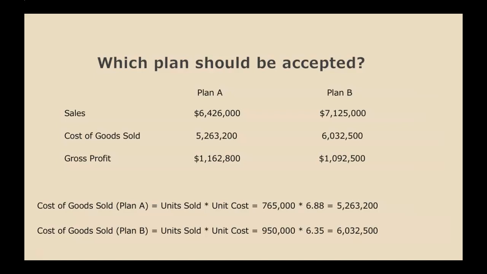But it all comes down to gross profit. So which plan should be accepted? We're going to accept Plan A because that one has the higher gross profit. Right? So even though we are selling fewer units and it has a higher unit cost, that one still comes out to have the better gross profit of the two. So that's the plan that we're going to accept.